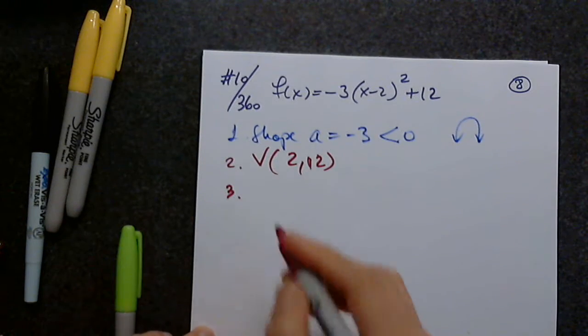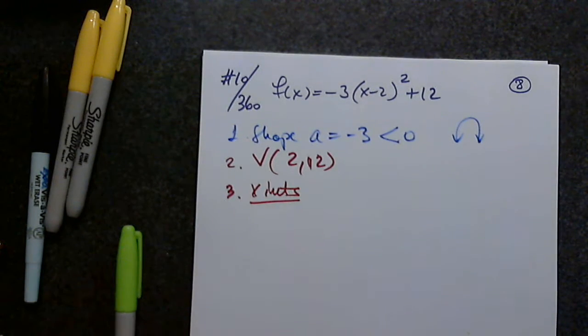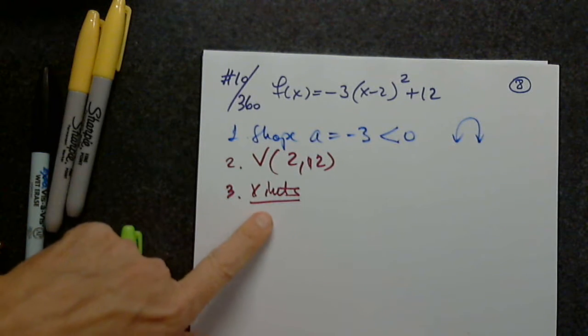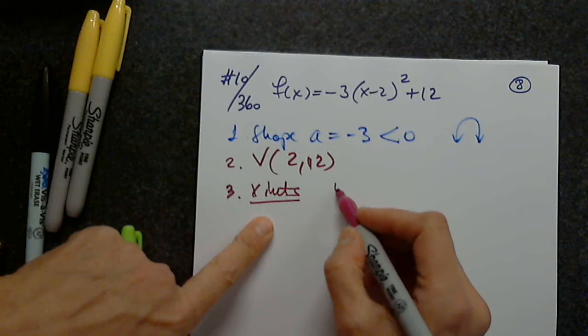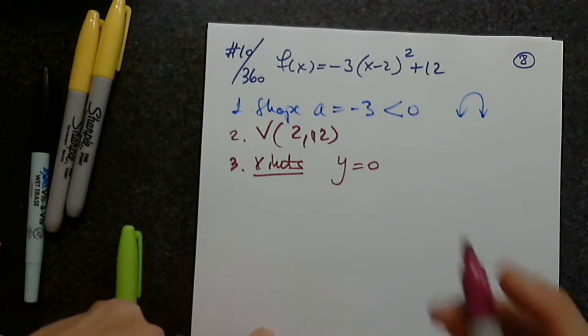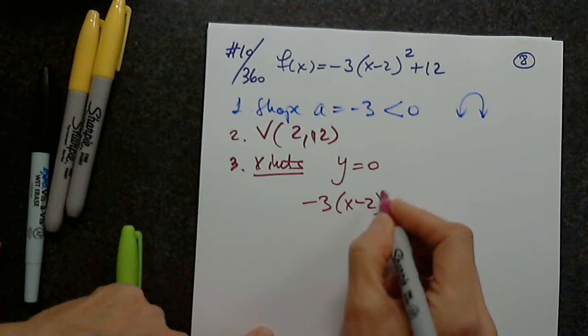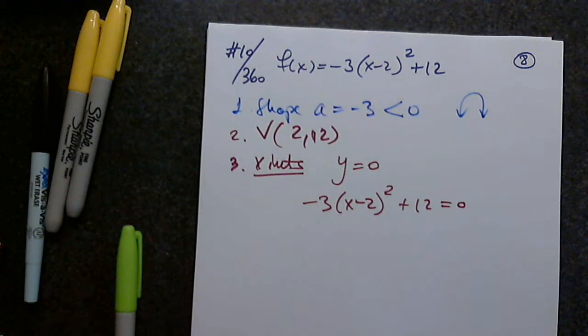Number 3, x-intercepts, if they exist. I don't want to waste my time. Do they exist? Yes. How many? Two distinct. Awesome. How do I determine the x-intercepts? What do I have to write? Very good. So I have -3 (x minus 2) squared plus 12 equals 0. I have 4 methods of solving this quadratic equation. Which one is the best now?